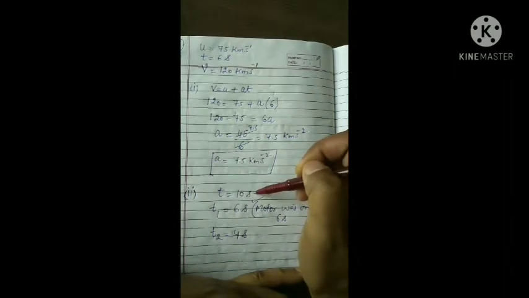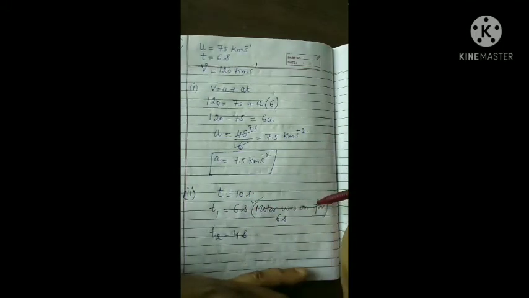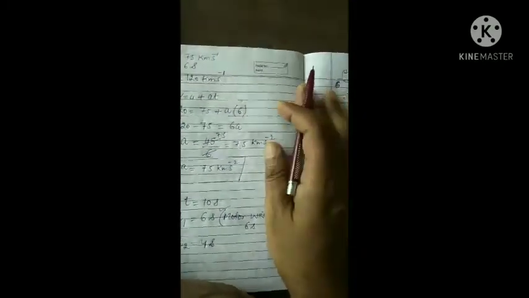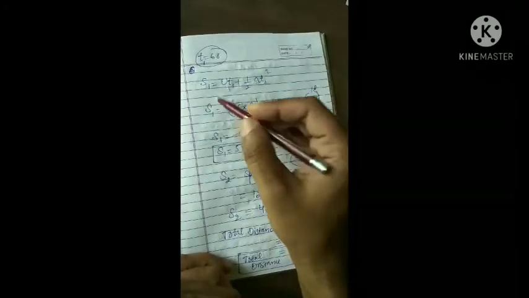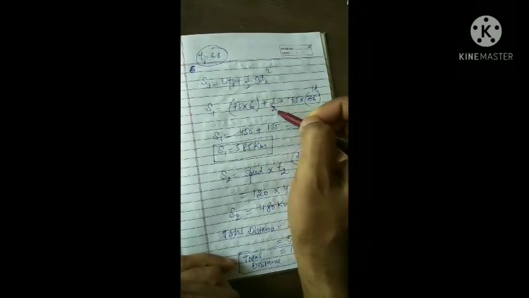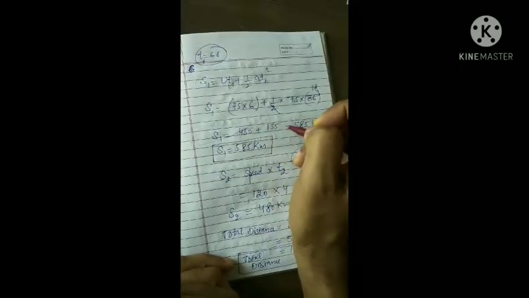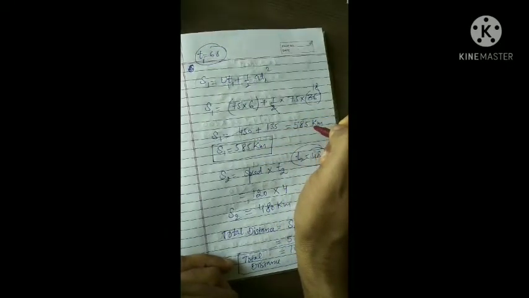Now time is 10 seconds. This 10 seconds you can divide in two parts. One is 6 seconds for which the motor was on, and the other is 4 seconds after the action of the motor. Now T1, when it is equal to 6 seconds, for that S1 is equal to ut plus half at square. S1 you want to find, so u is 75 into 6 plus half into 7.5 into 6 square, 36. If you solve, you will get 450 plus 135, that is 585 kilometer.